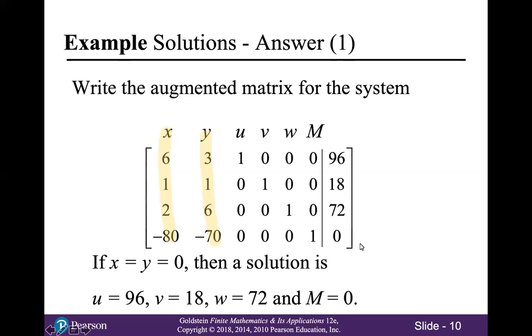So that solution corresponds to the situation where you manufacture no chairs and no sofas. And so you have all the carpentry left, all the finishing left, all the upholstery left, and your profit is 0. So that is probably not the solution that we're interested in. So let's look for another solution.